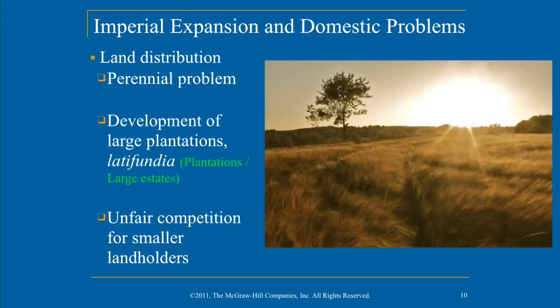There's imperial expansion and domestic problems. This land distribution starts to show up. There is a perennial problem with distributing land amongst the people. There's this development of large plantations known as latifundia, or large estates. The latifundia are owned by aristocratic families, some of them well-connected within the Senate, who have gotten laws and different land grants and taxes passed in their favor so they can expand their power and their money through land.